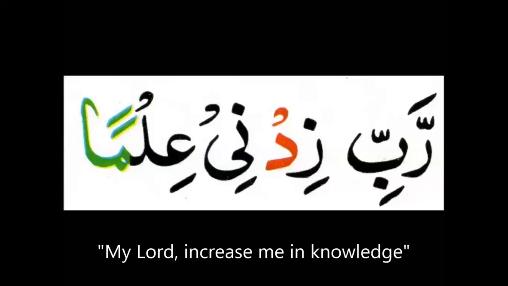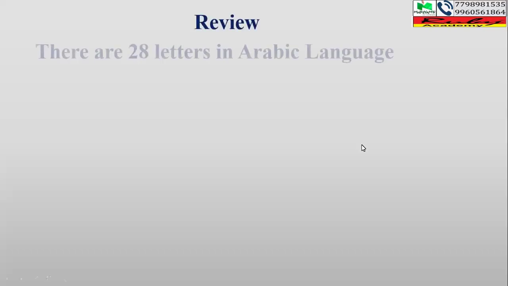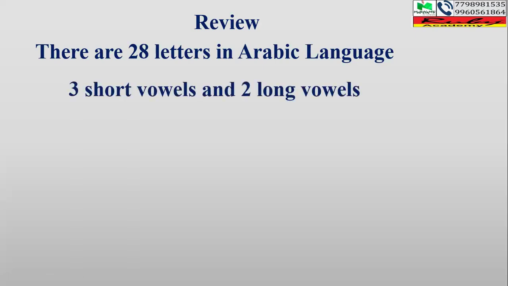Let's begin today's lesson. Before going to the new lesson, let's review what we did last week. We have learned there are 28 letters in the Arabic language, including alif. Then there are 3 short vowels and 3 long vowels. The 3 short vowels are fatha, dhamma, kasra.